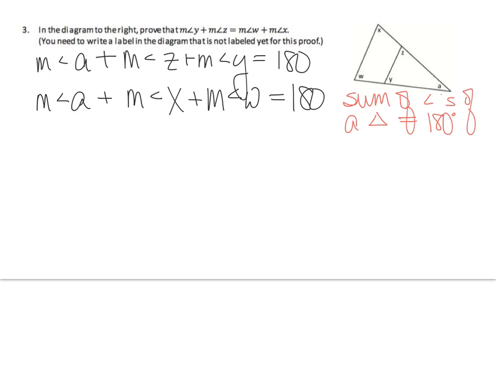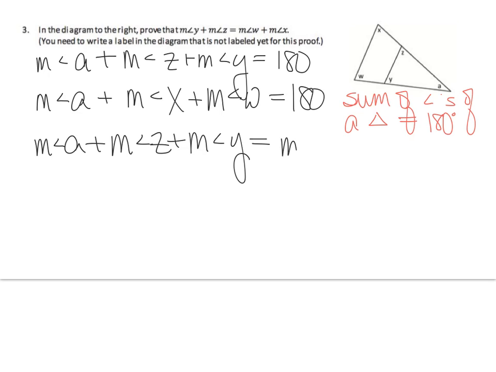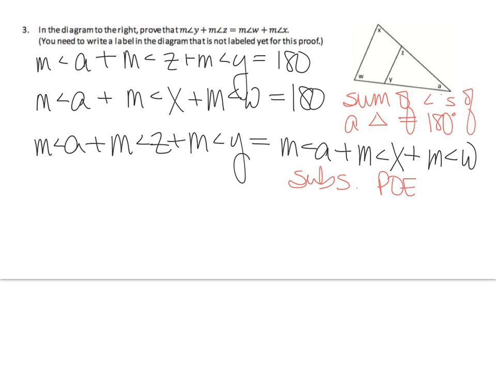Okay, if both of those are equal to 180, then you can substitute and say the left side is equal to the left side. So let's write it down. Measure of angle A, measure of angle Z, measure of angle Y equals measure of angle A, measure of angle X, measure of angle W. And that reasoning is substitution property of equality.